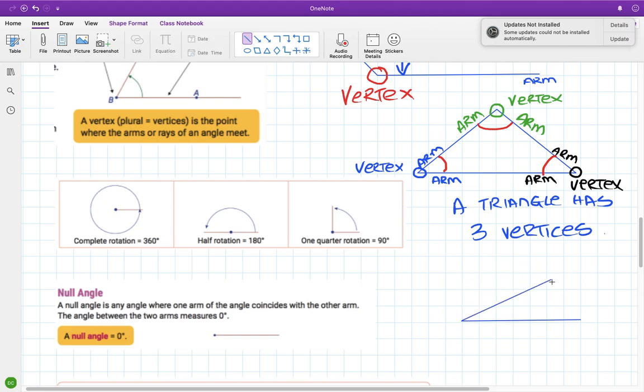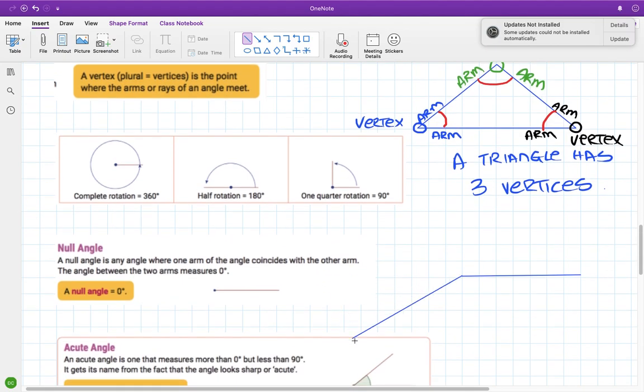If I drop it down so that one line is on top of the other line, and I start rotating, we always rotate in an anti-clockwise direction, okay? So if I start rotating, at that point, I've got a quarter of a rotation. Keep going. This point here, I'm at half. Keep going.